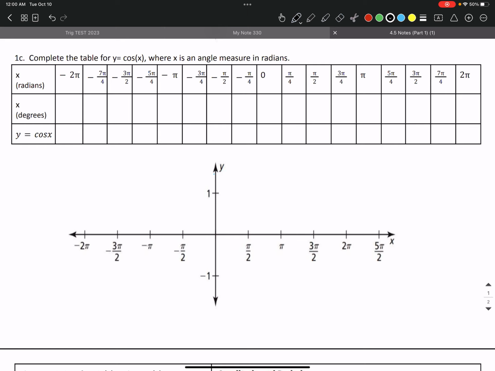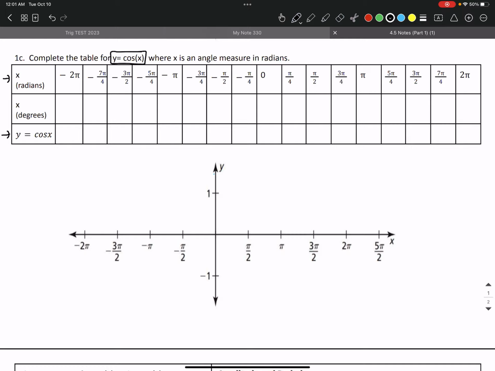In this video, I'm going to do the parent function for cosine, which is y equals cosine of x. And that is the most basic cosine equation, which is why it's the parent function. In the last video, I converted all of these radians, these input angles, into degrees. But in this video, since I already did that, I'm going to plug these angles in radians into this equation and see what I get for y.